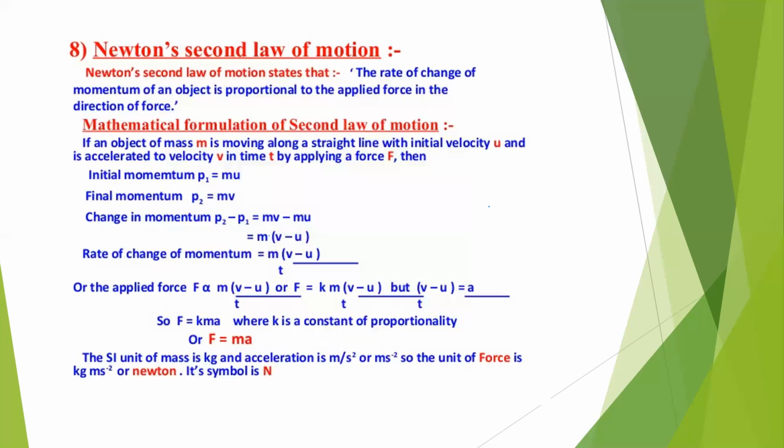Okay, if the momentum concept is clear, let us go for Newton's second law of motion. What is Newton's second law of motion? What is the statement, what is the example, and how can we prove this? See, the rate of change of momentum of an object is proportional to the applied force, in the direction of the force. Okay. Here, the rate of change of momentum of an object is proportional to what?